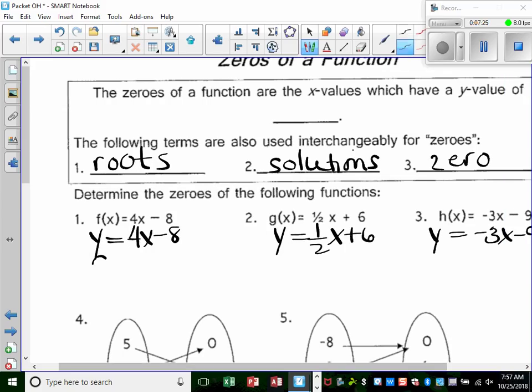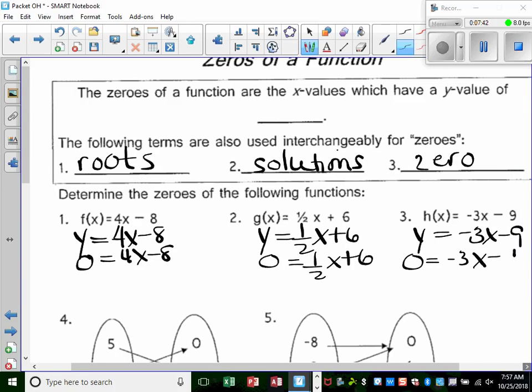Okay, we're going to say 0 equals 4x minus 8. 0 equals 1/2 x plus 6. 0 equals negative 3x minus 9. Okay, let me move this over. All right, so now I'm just ready to solve the equation for x for each one. Okay, so let's do that.